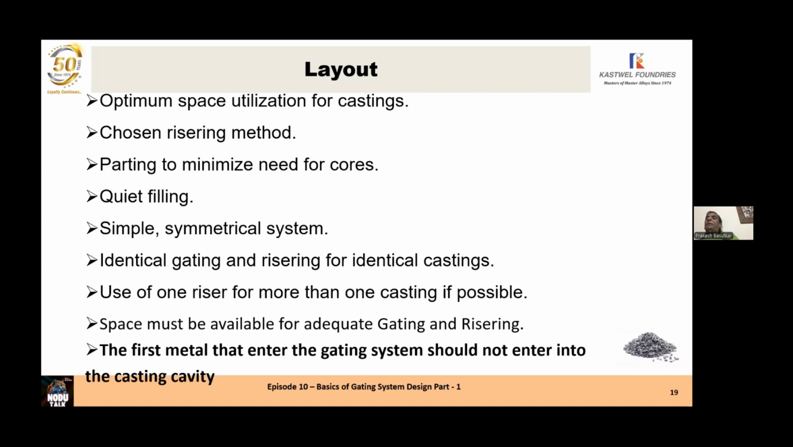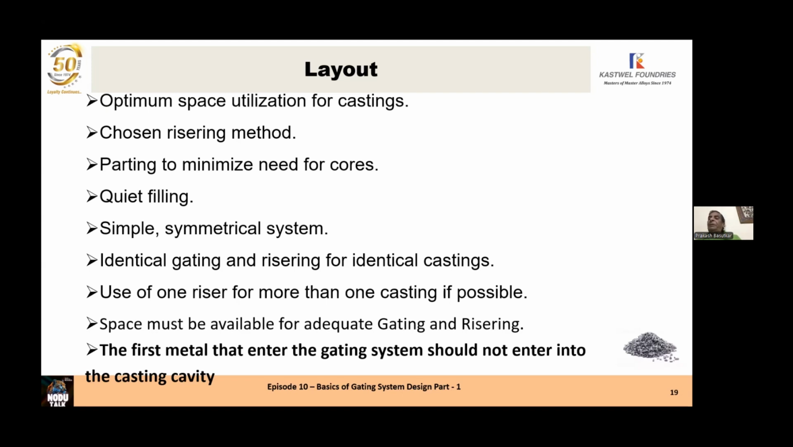Then the filling of the metal in the mold cavity must be quiet filling, with no turbulence and gas entrapment. The gating system should be simple and symmetrical. Identical gating and risering for identical castings. The risering you have already done for the casting, so the gating for identical castings should be identical. Use of one riser for more than one casting, if possible, will increase the yield.